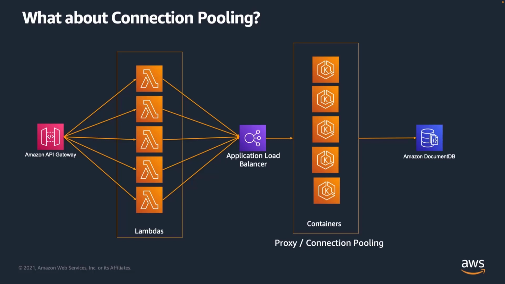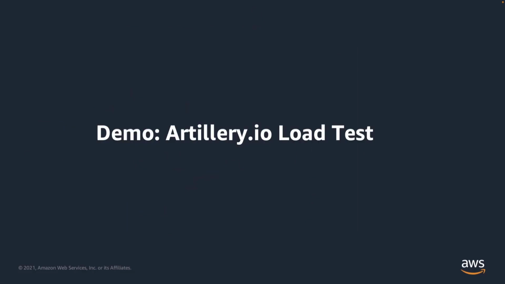As a result of this, DocumentDB will have fewer concurrent connections open and will also give you better throughput per CPU as connections are controlled and reused by the proxy layer. With this, we'll jump onto the demo. The demo today will be using artillery.io, which is a popular load testing tool for APIs.